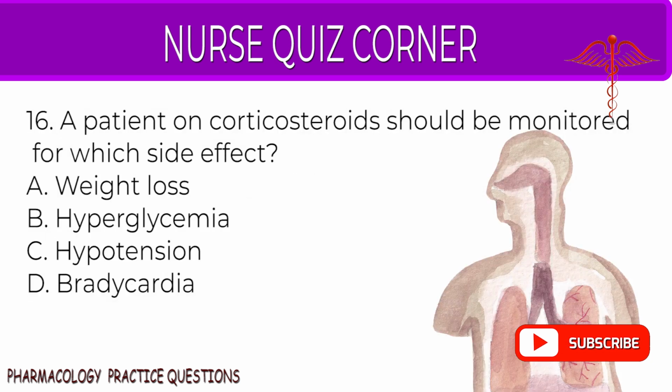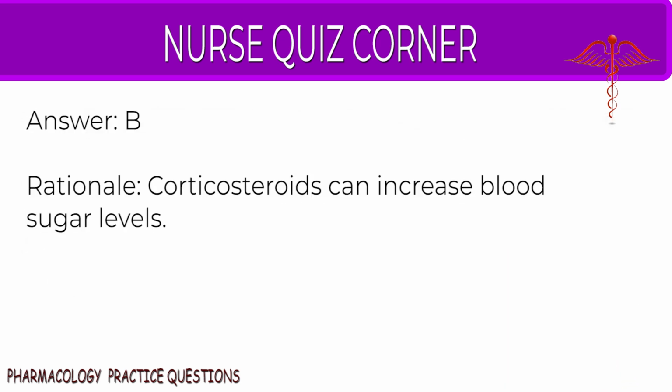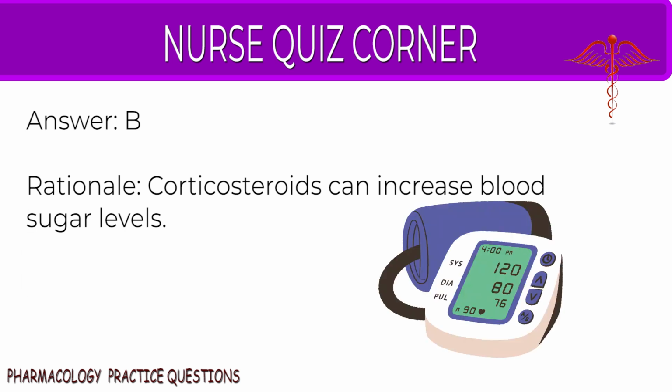16. A patient on corticosteroids should be monitored for which side effect? A. Weight loss, B. Hyperglycemia, C. Hypotension, D. Bradycardia. Answer: B. Rationale: corticosteroids can increase blood sugar levels.